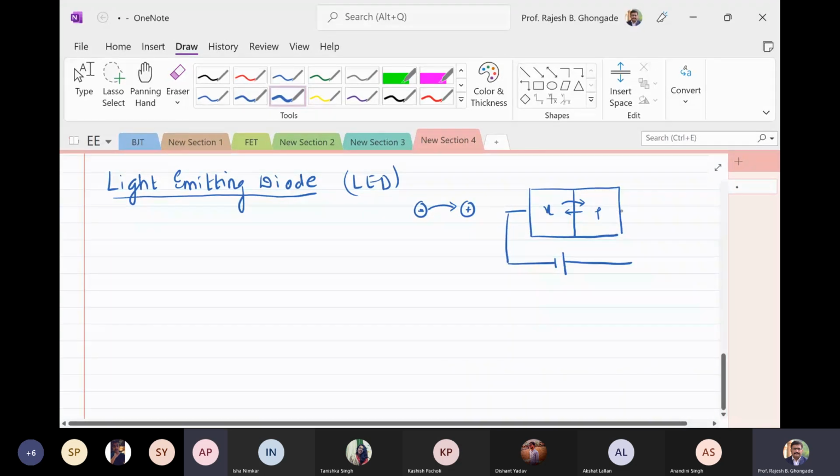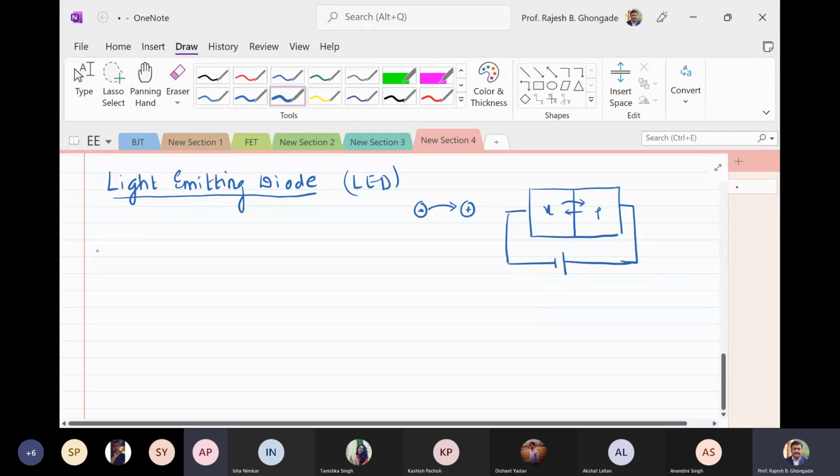Like this. And so current starts flowing, that's fine. But at the same time, there will be some recombinations occurring at the junction. So what happens actually is electrons cross from the N side and recombine with the holes on the P side.